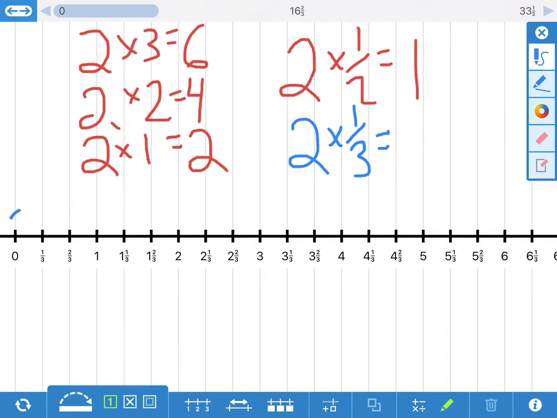So if I start at 0, I go once, twice. There are my 2 groups of thirds, 2/3. And again, stop and address that misconception and ask the students if they see how the product is smaller than one of the factors used. And this is a good opportunity to get students used to that idea.